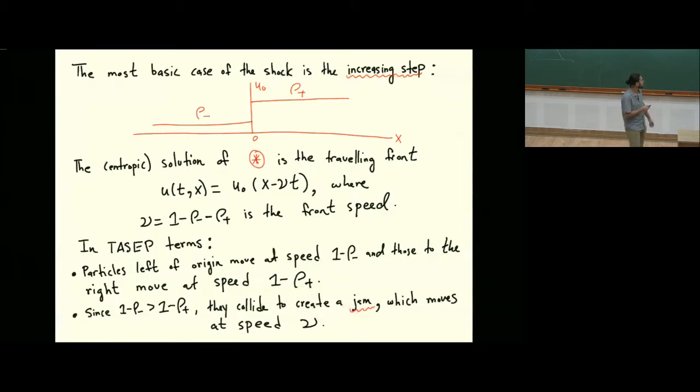So now if you solve this equation, the entropic solution is just a traveling wave. So the wave keeps its shape and just moves at constant speed. The speed is this number nu, which is 1 minus the sum of the two densities. So that's the speed at which this just moves in this direction, or it could be in this direction. And this is the shock in TASEP. So this jump in the density is the shock in the TASEP.